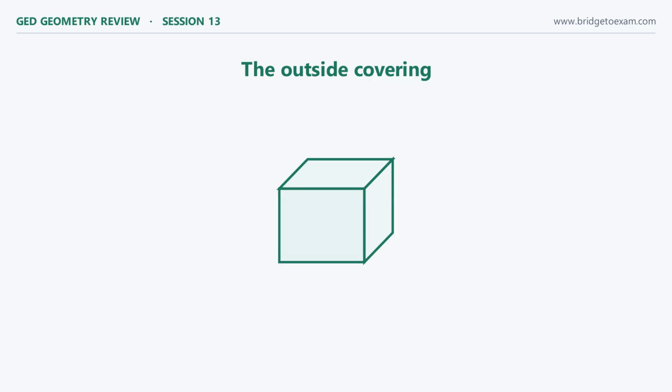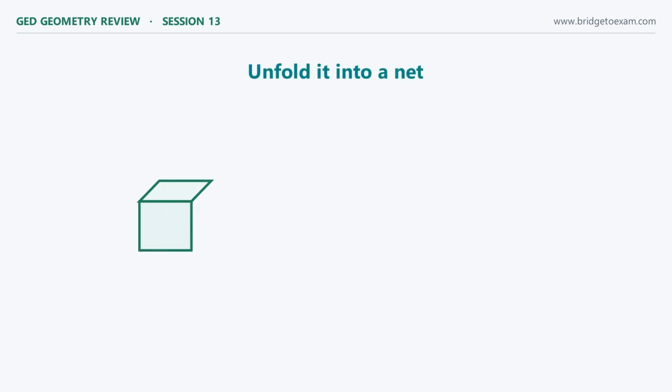Surface area measures the outside covering of a three-dimensional solid, the total area of all its faces. Because it covers flat faces, surface area is measured in square units. A great way to see surface area is to unfold the solid into a net. A net lays every face out flat, so you can find each area and add them all up.